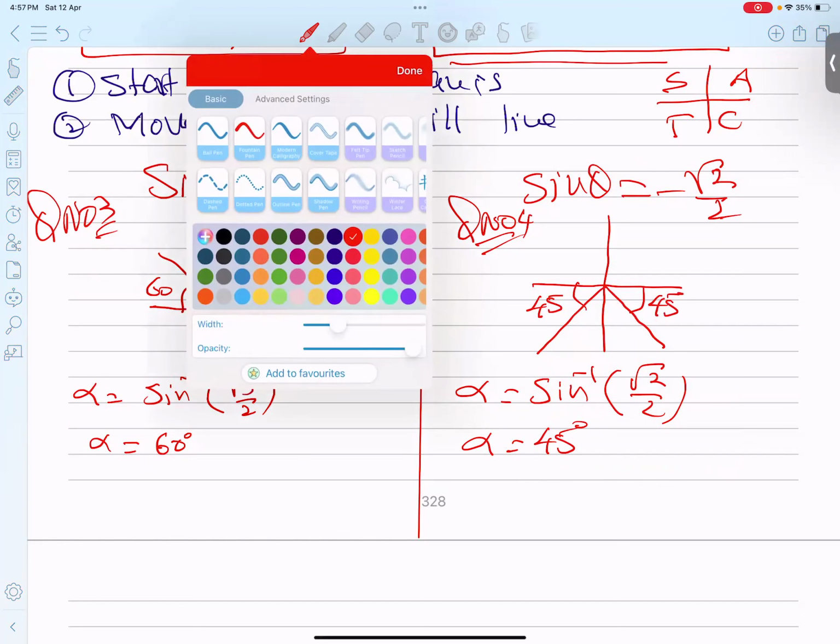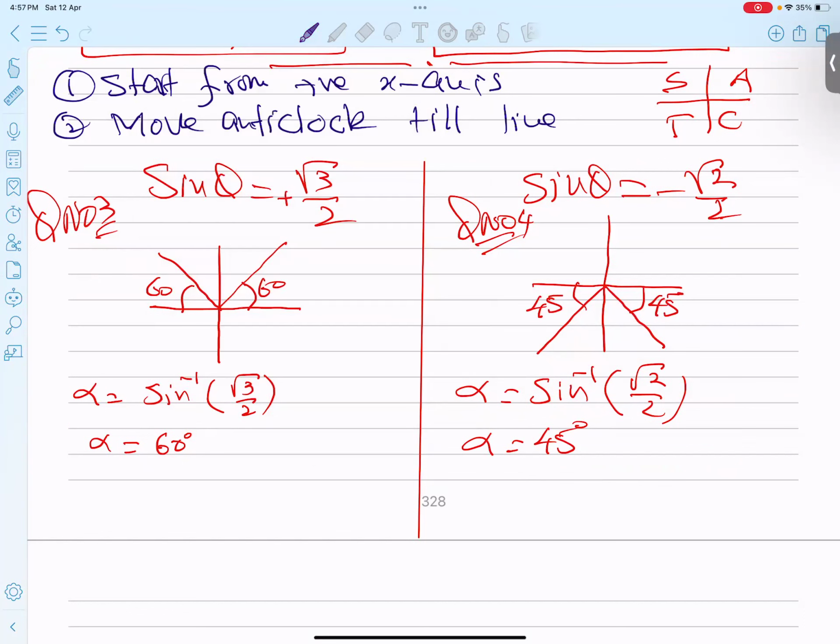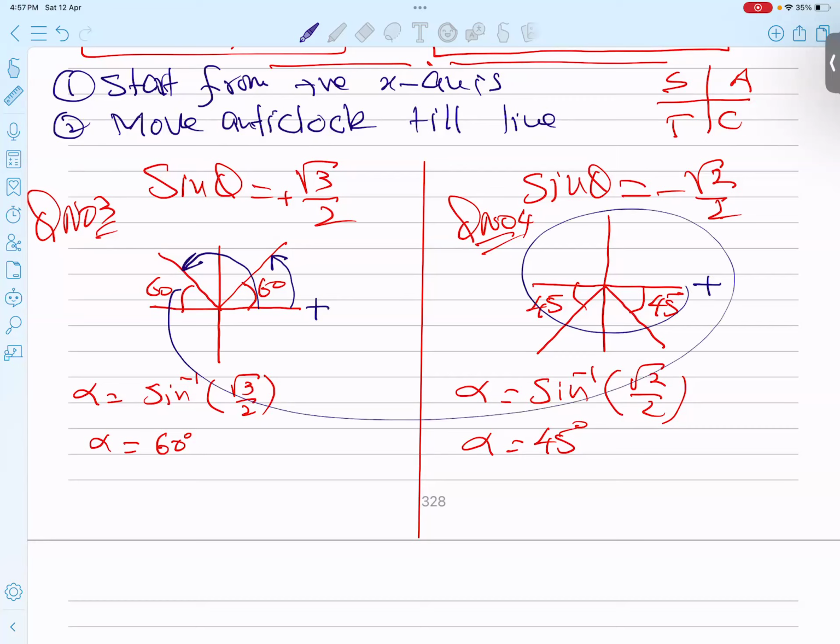Now let's start the measurement criteria. What is the measurement start criteria? Start from the positive x-axis. So this is the positive x-axis. Move anti-clockwise till the line. So this is the first answer, and this is the second answer. Come on this diagram. So this is the first answer and this is the second answer. I believe all people are understanding.